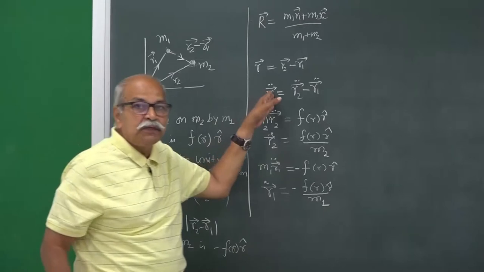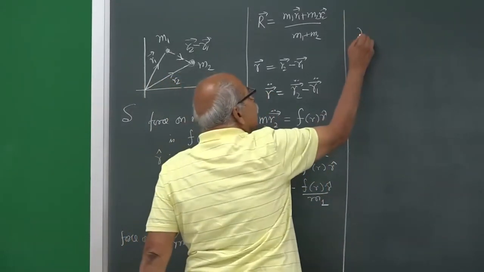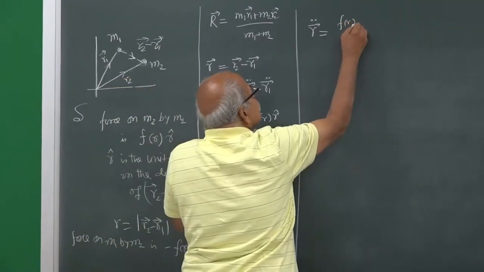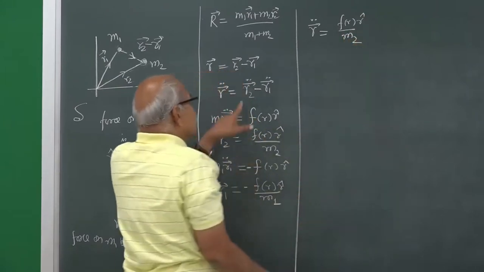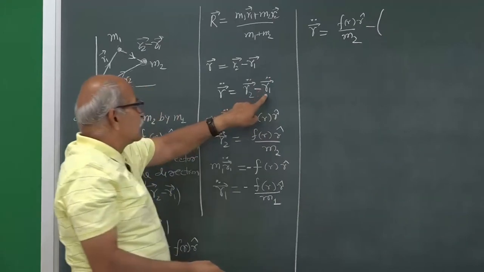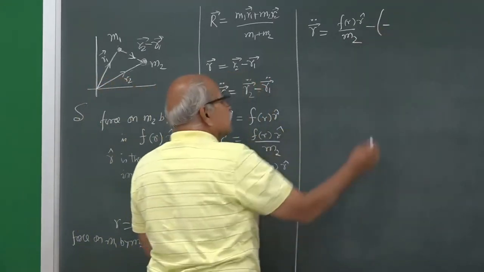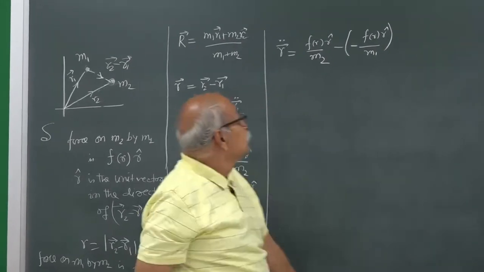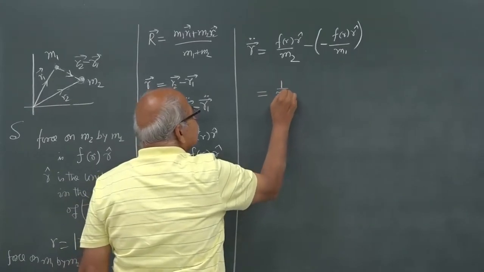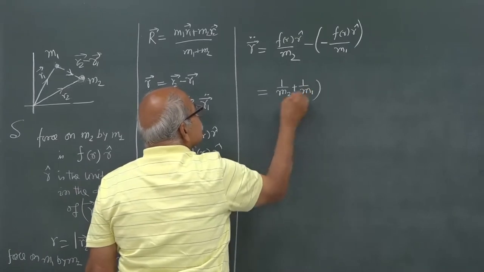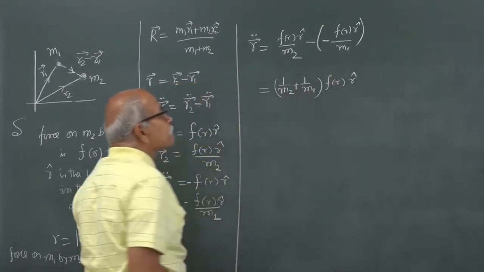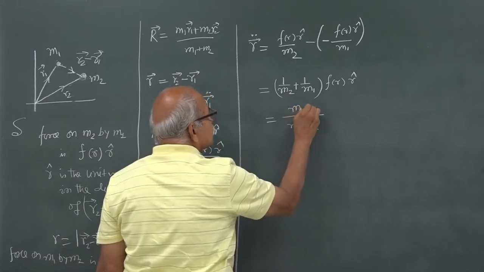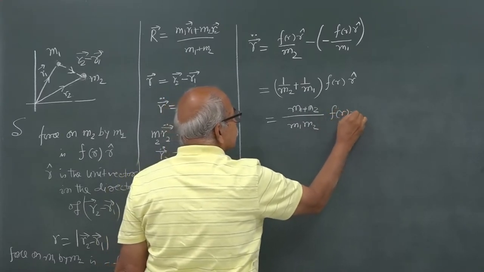Put it here. What do you get? You get R vector double dot equal to r2 double dot, which is Fr r cap divided by m2, then minus r1 double dot, which is here, so another minus, and Fr r cap divided by m1. Now, this is equal to 1 by m2 plus 1 by m1 times Fr r cap. This is m1 m2 here, m1 plus m2 here, and then Fr here and r cap here.